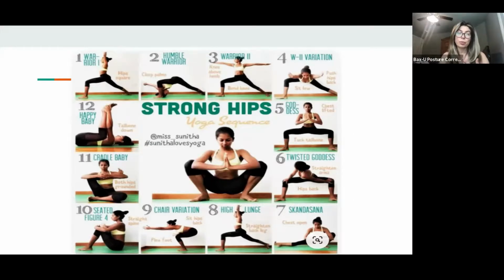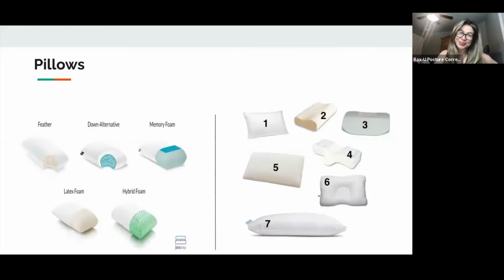So warrior pose is very important. Pigeon pose is very effective for hip problems. And in yoga, they believe that you hold your anger in your hips. So don't let your hips be angry. It's a bad sign. The other subject is going to be sleep.